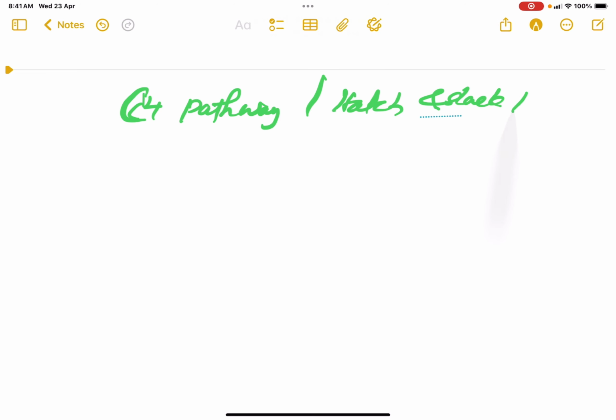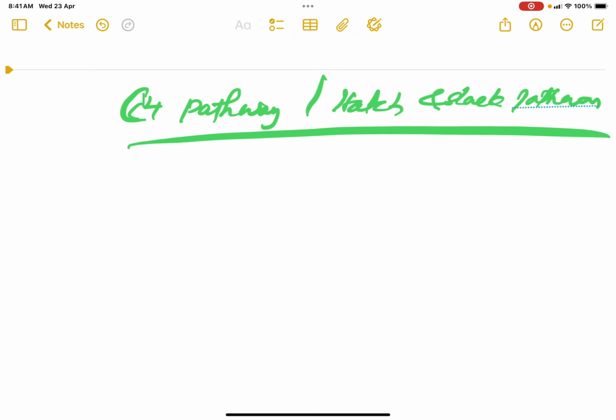Hi, good morning all. Today we have to discuss the topic C4 pathway, also called the Hatch and Slack pathway or C4 cycle. It is one of the most important topics in the chapter photosynthesis. You have already studied the light reaction or photophosphorylation, and the dark reaction or C3 cycle or Melvin-Calvin cycle. Now we have to discuss the C4 pathway.